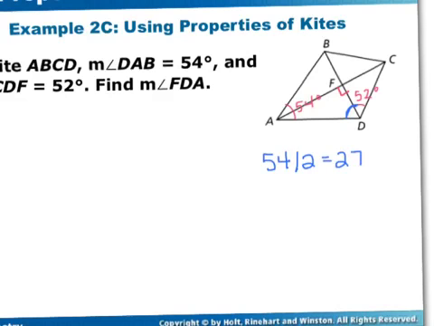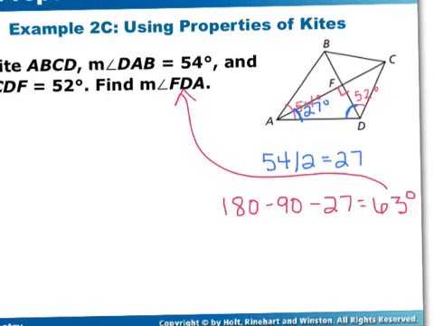It's not letting me erase what I want to. That's okay. I know this smaller angle is 27. So if I look at this as one right triangle, I have a 90, I have a 27, and then I have my mystery angle. So let's take 180 minus 90 minus 27, and we should end up with 63 degrees. Okay, so 63 degrees is the measure of angle FDA.